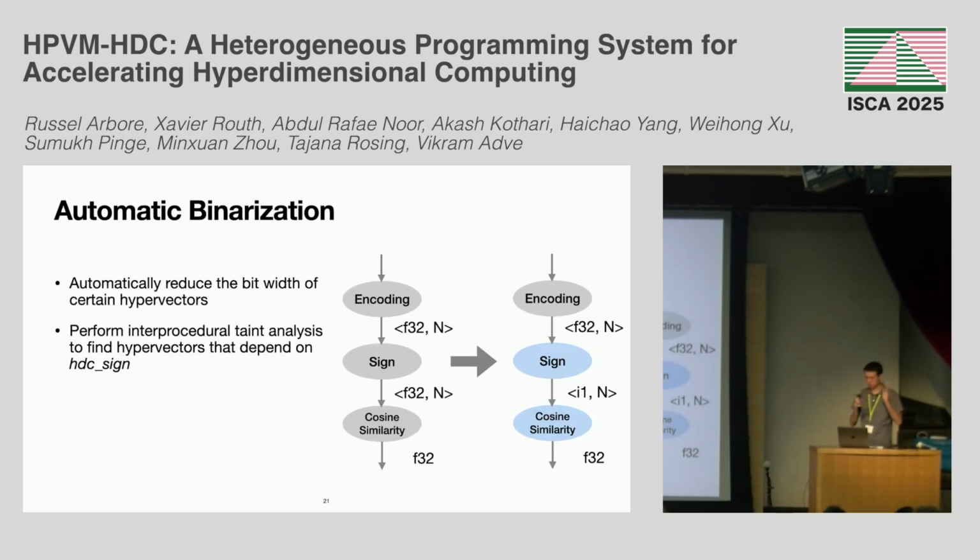The next approximation transformation we implement is called automatic binarization. What this does is it looks for instances of the sign HDC operator, which just takes a hypervector and for every element maps the element either to -1 or +1, depending on if it's a positive or negative number. And because after the sign, we know that every element is either -1 or +1, we can represent that with a single bit. So we convert all the output of the sign operator and then all the downstream operators to use a single bit per element rather than whatever element type it was using before.